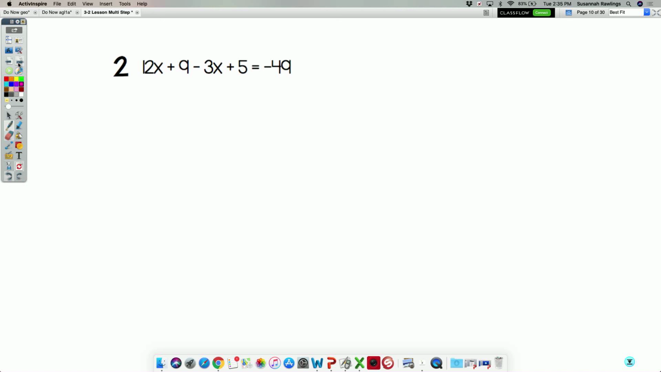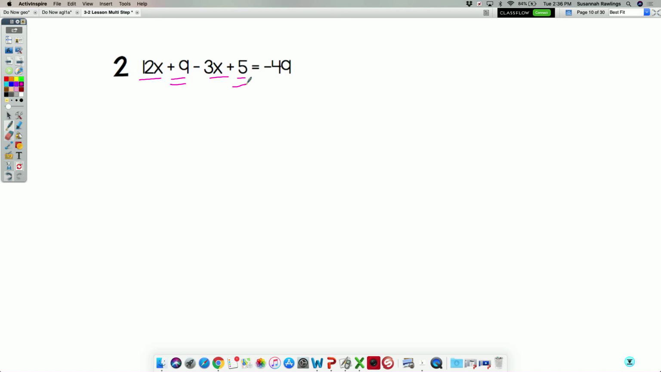Okay, Paulina, what did you underline? 12x and a negative 3x. Make sure we know it's negative 3x. What else did you underline? 9 and 5. So numbers are also like terms.